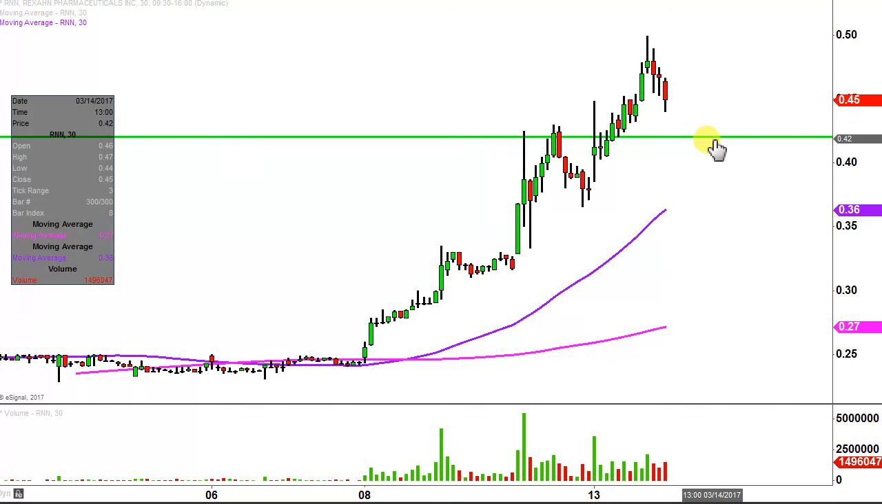So again, 42 cents is the near-term ideal level of support, but from the big picture of things, like I said, as long as the price is above that purple line, the 50-period simple moving average, bulls are in full control.